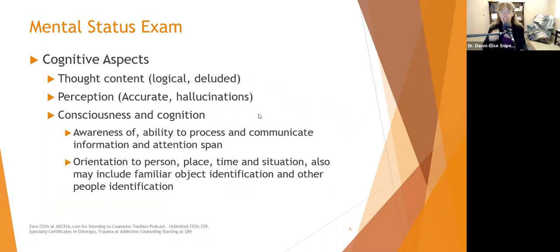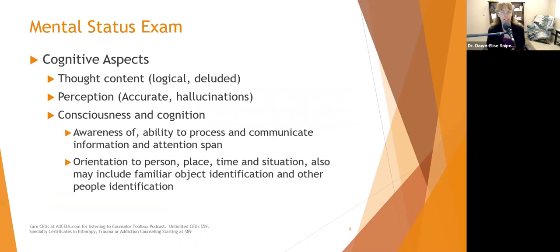Cognitive aspects of the mental status exam. We want to look at thought content. Is it logical or is it completely delusional? If somebody is sitting in your office and telling you about how the CIA is pursuing them and they are in witness protection because they put some big mob boss in jail or something. Is it possible? Yeah, anything's possible. Is it likely? Probably not. So we do want to pay attention to that.